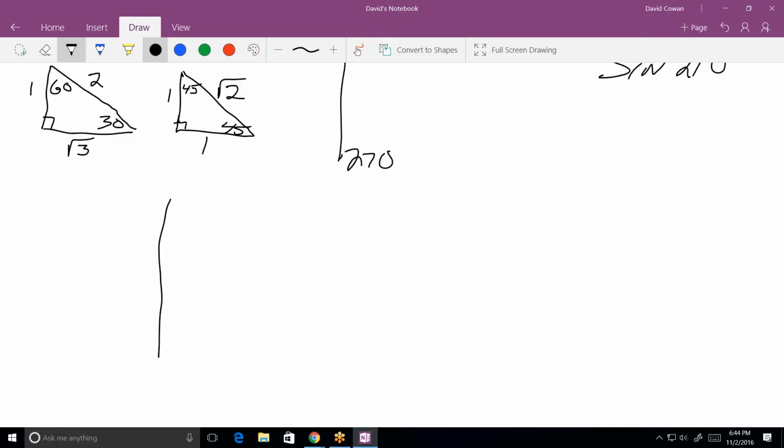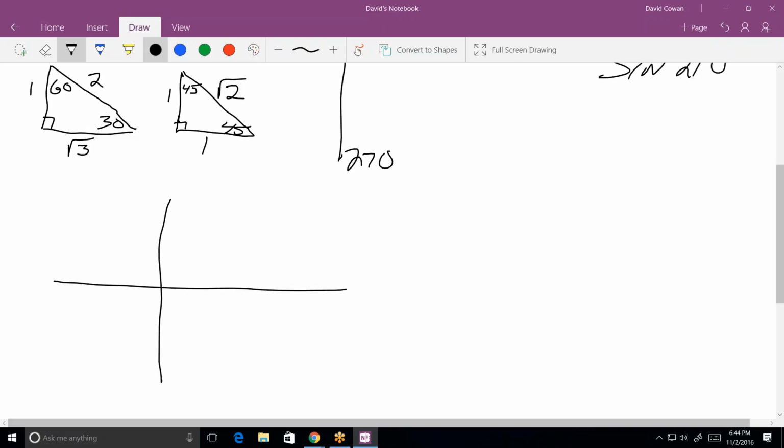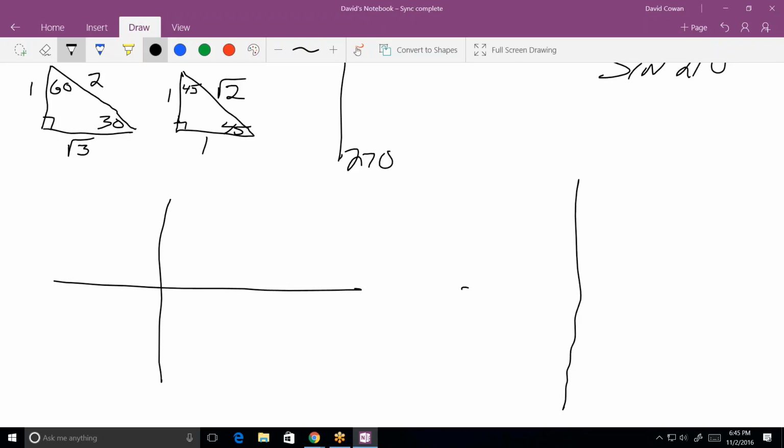I'm going to draw the sine curve over here, and I'm going to draw the cosine curve here. These might be the only two you have to memorize. You might have to memorize all of them, you do, but trig is all about memorizing stuff, more so than any math you've had up to this point.